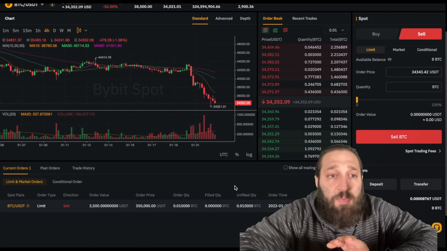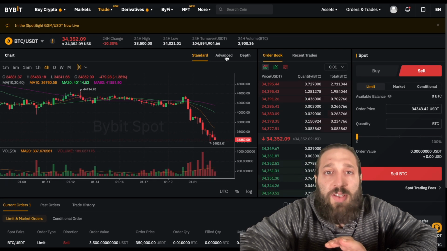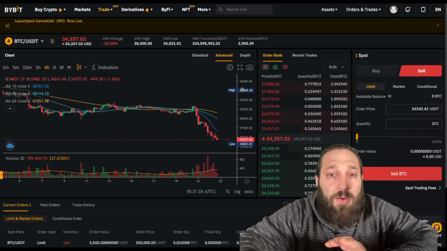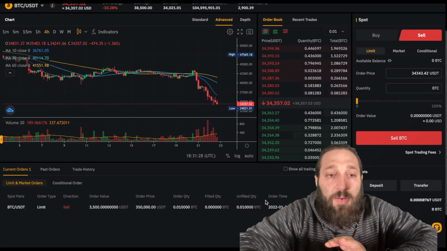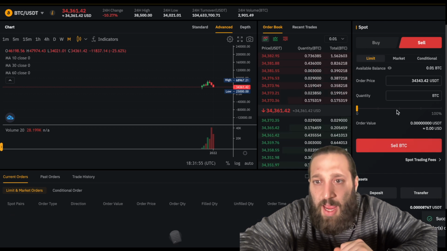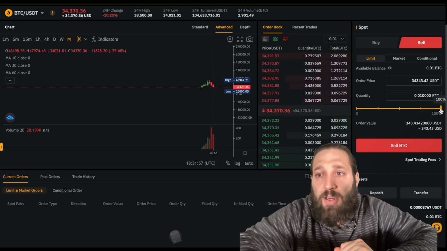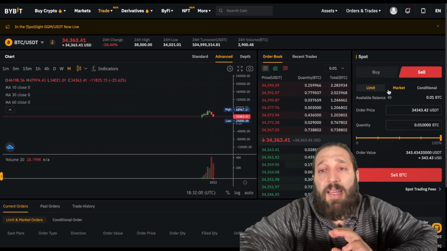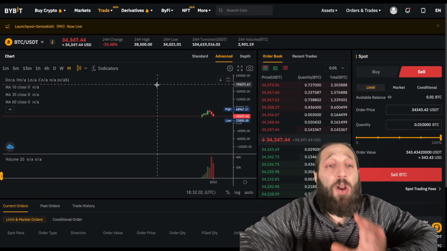Maybe not on the spot chart. Let's see if we can actually change this over to advanced. So no, we are not seeing this; it's on derivatives only then. So let me cancel this order and let me actually do a market sell. So market sell instead of a limit sell. You can choose where you want to sell.